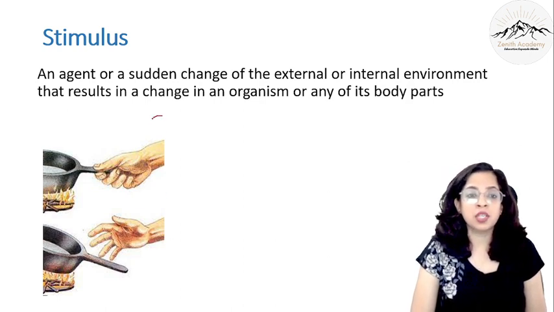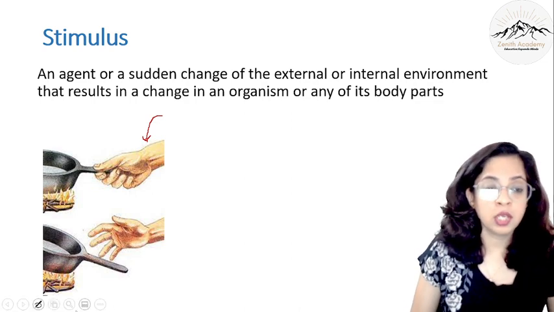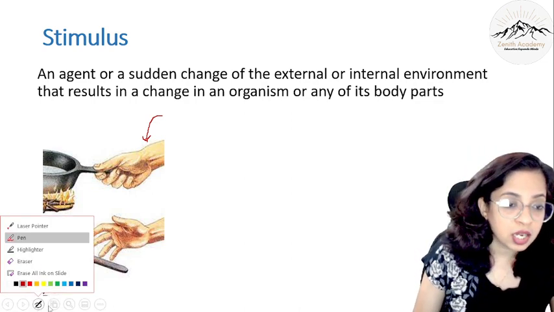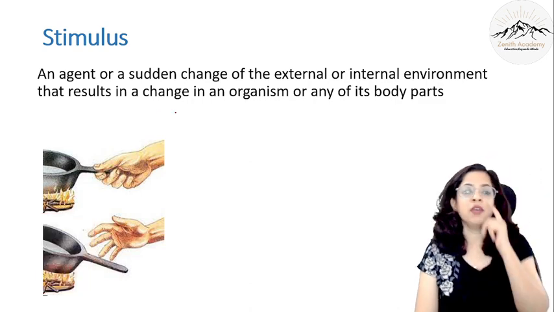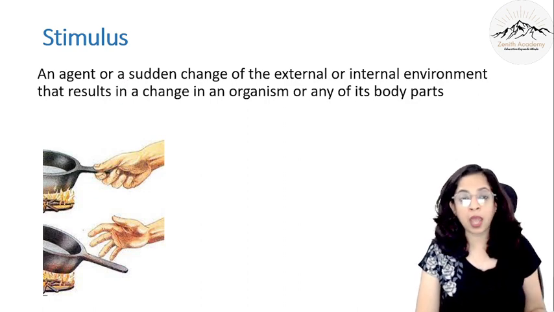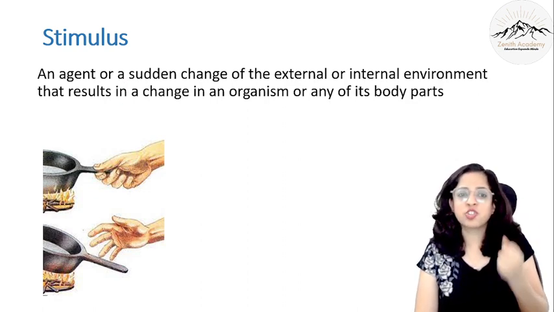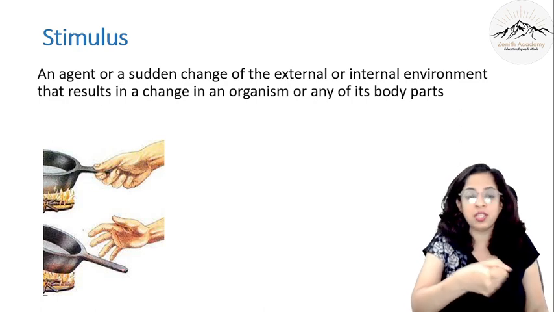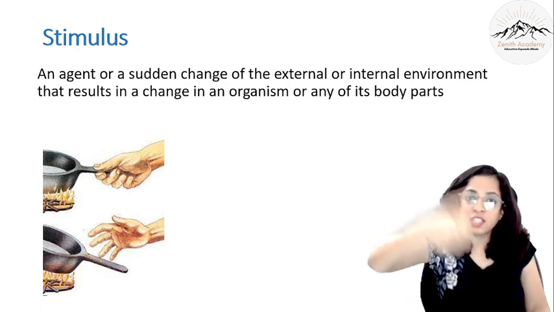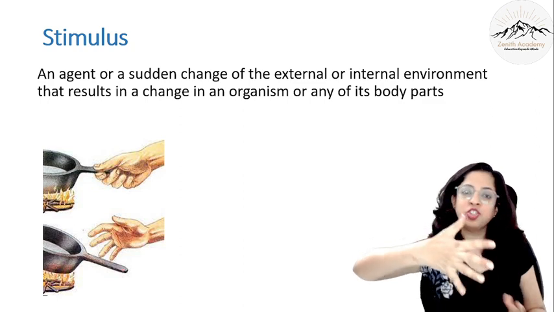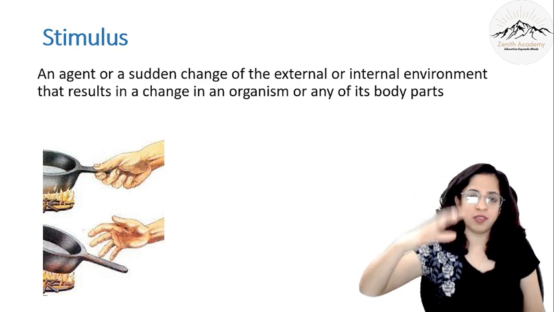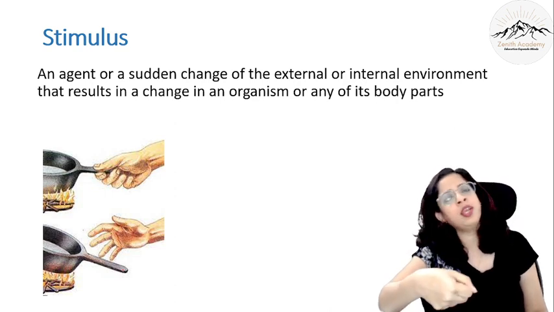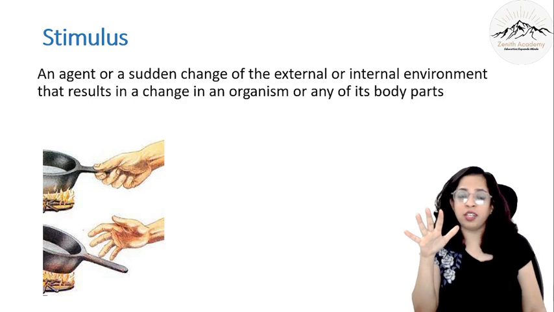Here this person has accidentally touched a hot pan. So what is a stimulus? The hot pan, the hotness is a stimulus. Because of it, what happened? There was a sudden change in the organism. He has touched that hot pan, and then there is a sudden change in the muscles. Yes, he has left it immediately. Whenever you touch some hot object, do you keep on holding it? No, you just leave it immediately, right?